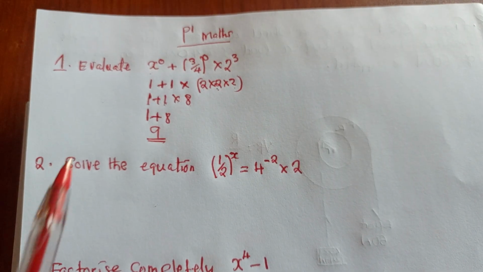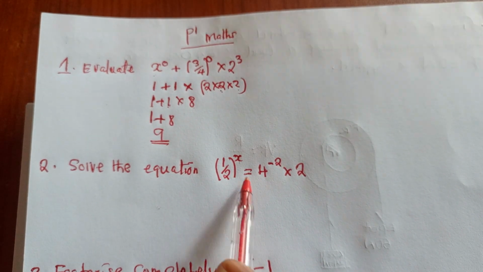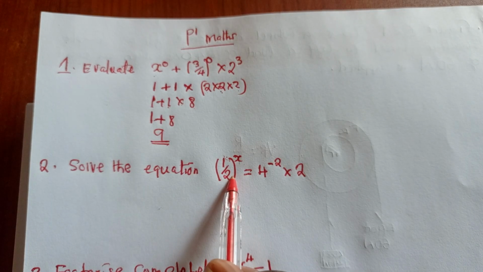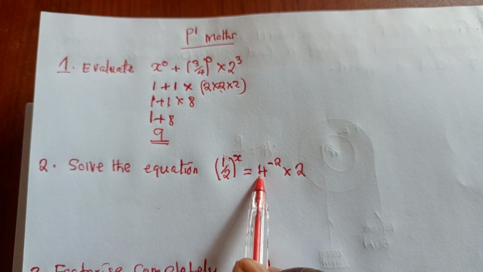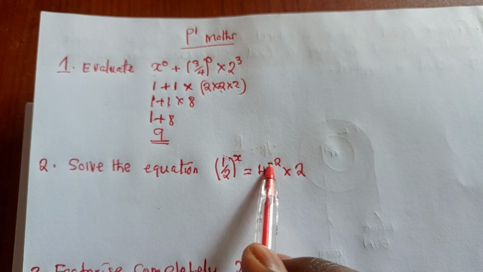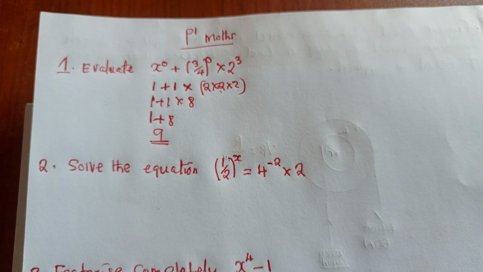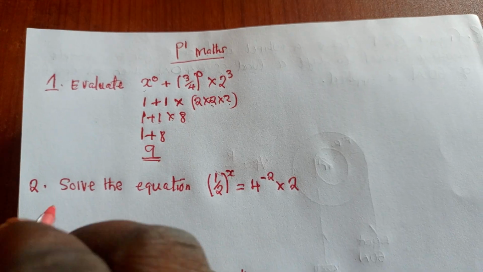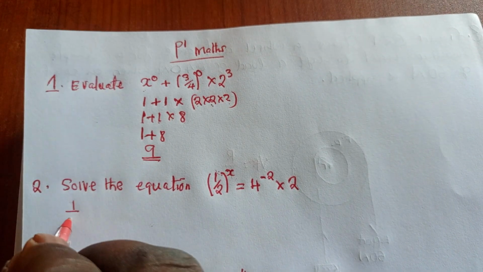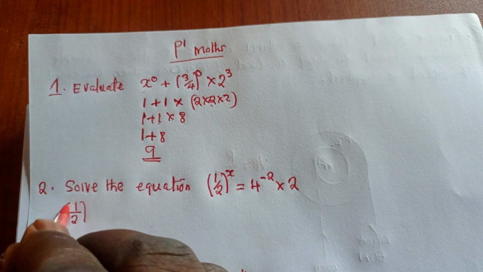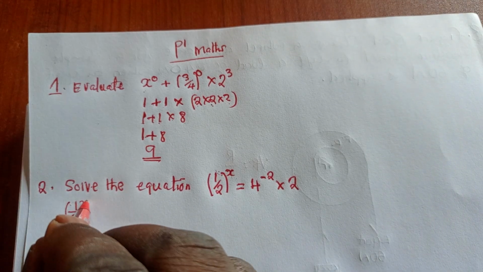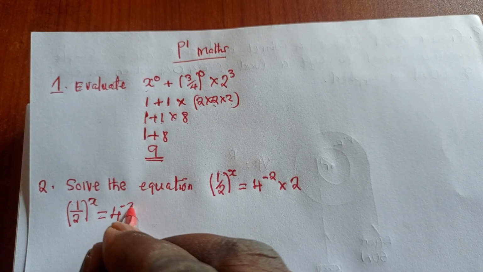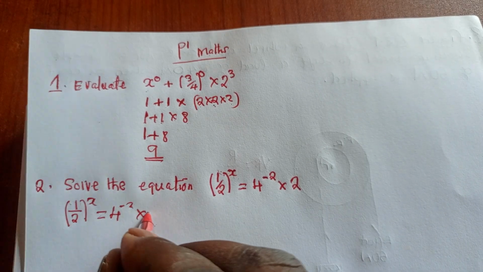Question 2 is saying, solve the equation. So we have (1/2) to the power x equal to 4 to the power negative 2, times 2 here. Let me first write it here. So 1 over 2, then to the power x is equal to 4 to the power negative 2, then times 2.